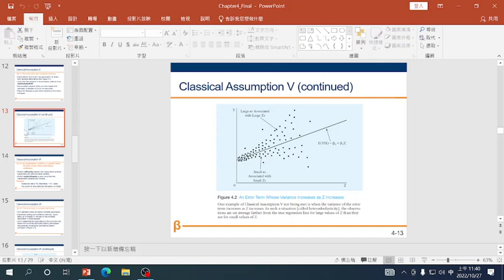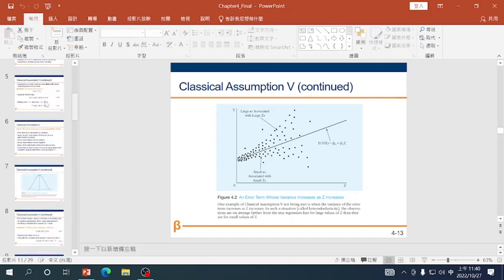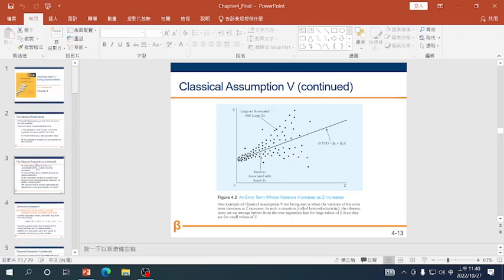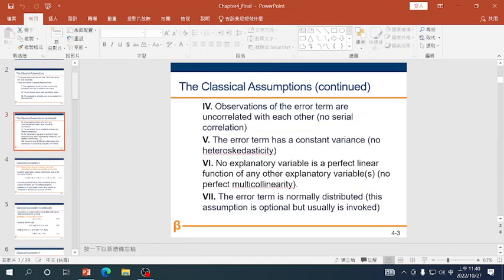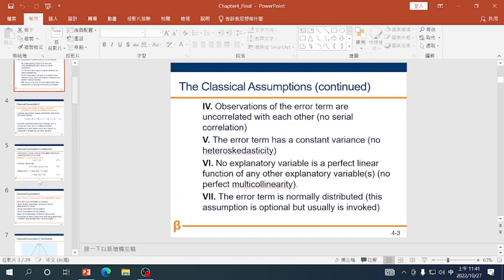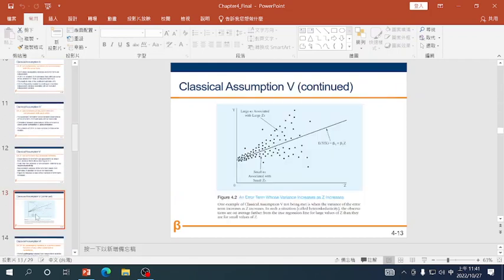So this case means the fourth assumption. What do I mean? This one. The error terms do not have constant variance, because as the X variable increases, the Y values increase. Look at this one. When the X variable increases, the Y values increase.